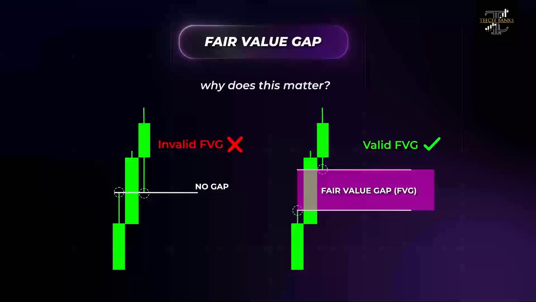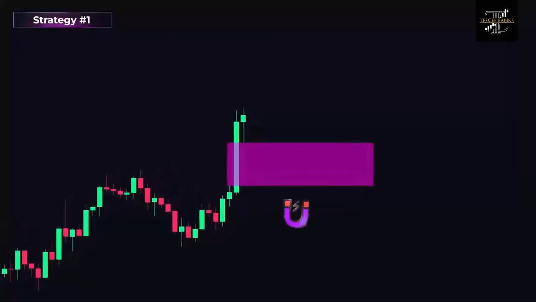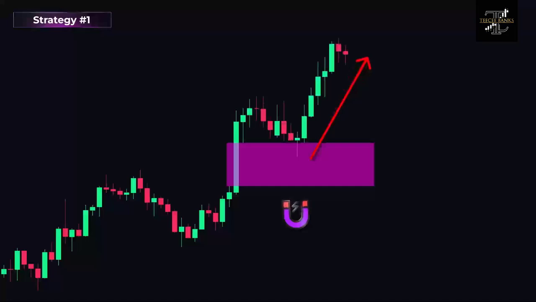Now, why does this matter? It's because when a fair value gap forms on a chart, price usually has a high chance of pulling back into it, almost like a magnet. Most of the time, it'll retest the gap and bounce off it, continuing the direction of the original trend. And it's during this pullback that we'll enter our position.